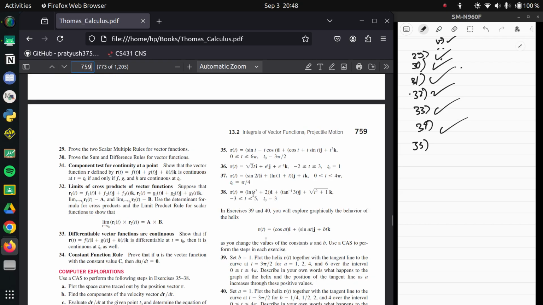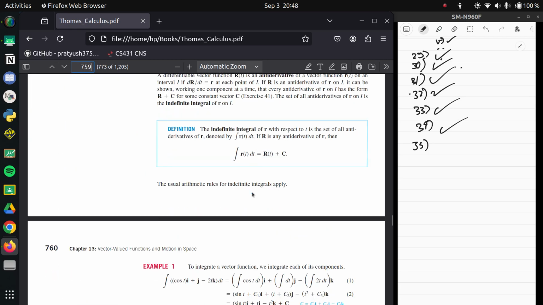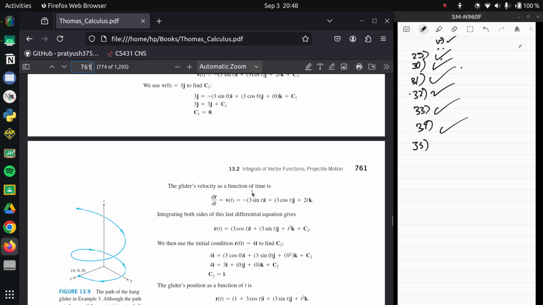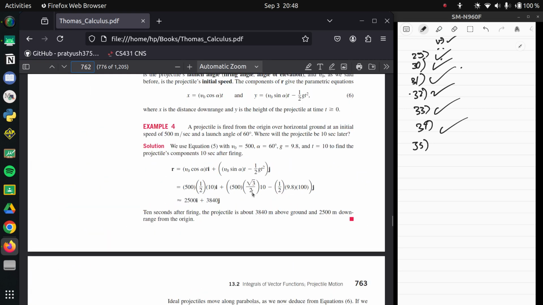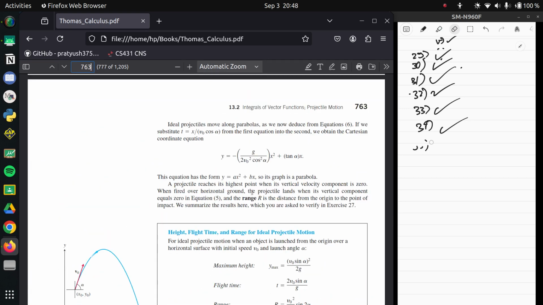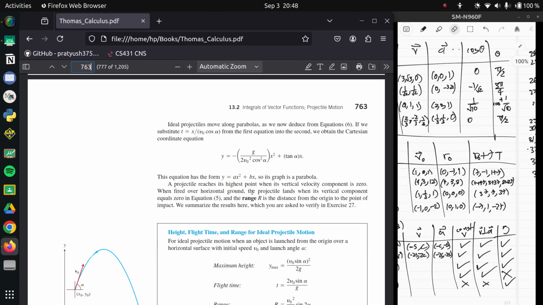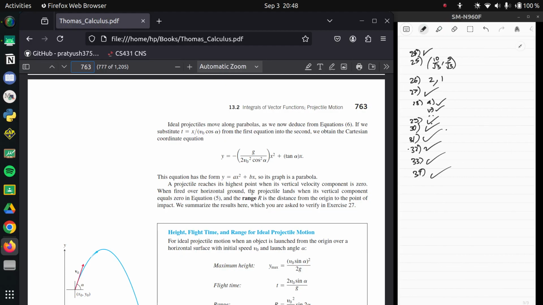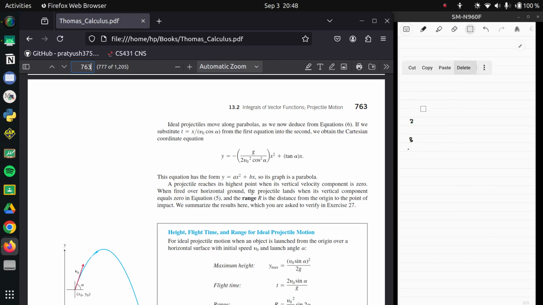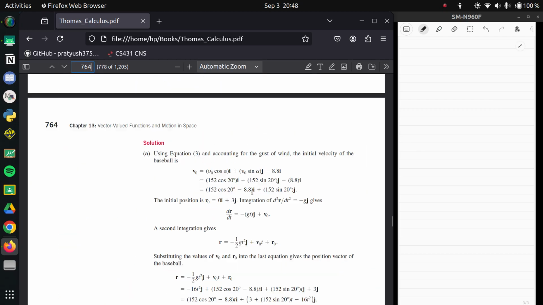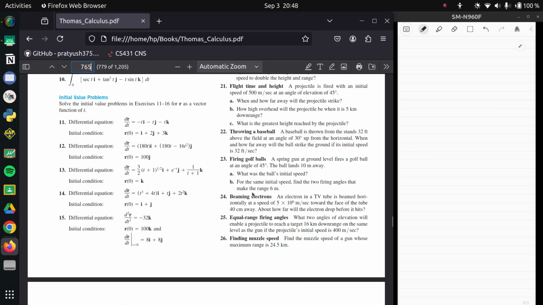Okay, so all of this is plotting stuff, which I'm not interested in. Let's move on. So that was this exercise. 35 is not important. All of this was just prove it's true and all that stuff, so I'm not even writing this. Okay, next, initial value problems.